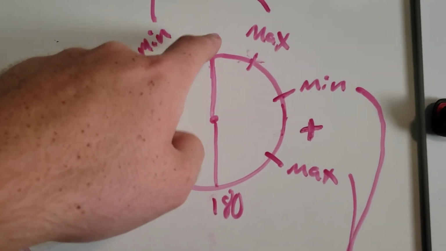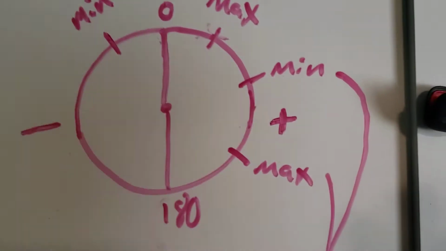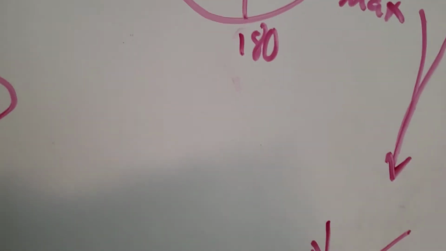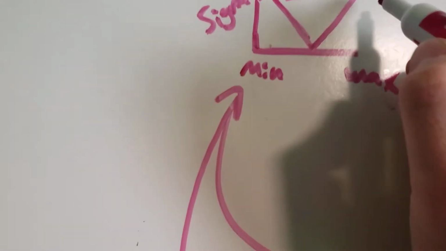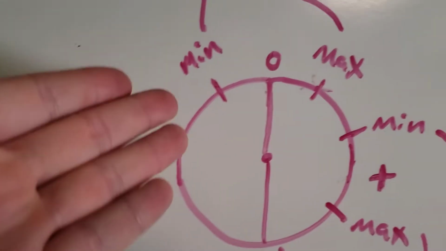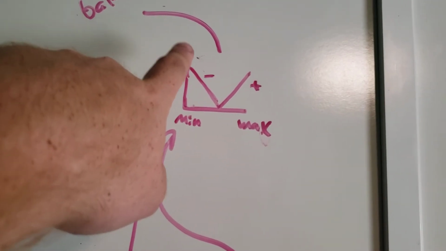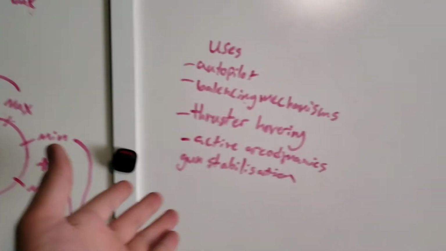But your range goes from 0 to 180 degrees, negative and positive. Now, if we were to put a min-max in the positive range here, that would end up looking like this. Your min, 0 signal strength, infinite signal strength. And then if we actually go over here, actually this is incorrect. So that would be negative and that's positive. So if you put your min and your max on opposite sides of 0, so negative min, positive max, negative max, positive min, then you get something that looks a little more like this. That V curve there. And that's what you use for balancing systems, which brings us to the uses.